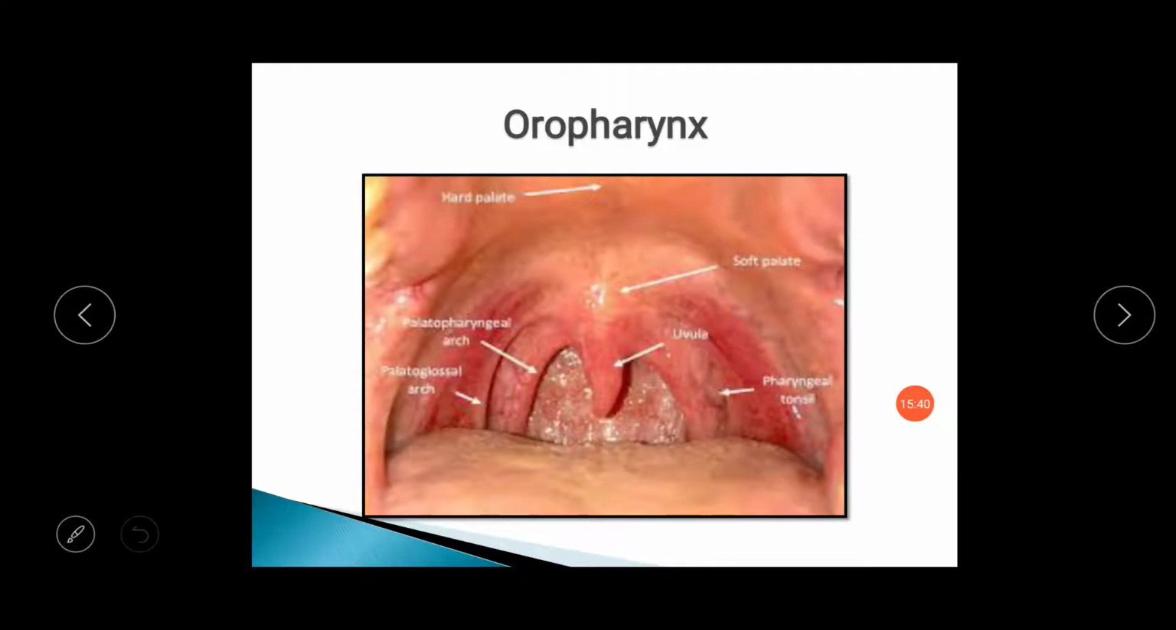In this diagram you can see that on opening the mouth we can see this, and this is the posterior arch. This is the anterior pillar, which is formed by the palatoglossus muscle, also called the arch. This is the posterior pillar, also known as the arch, made up of muscle, with the tonsil between them.